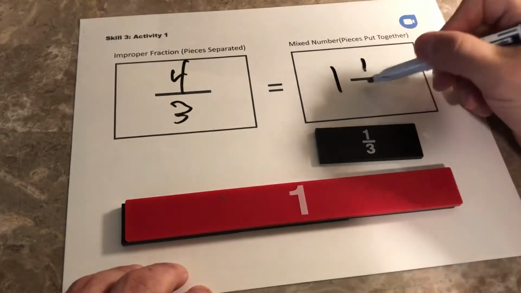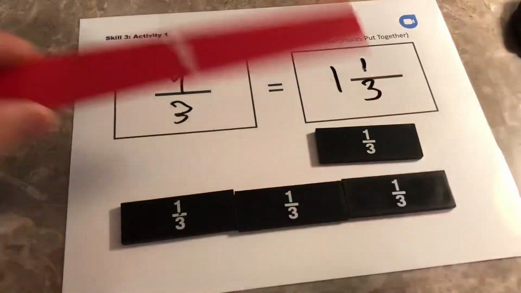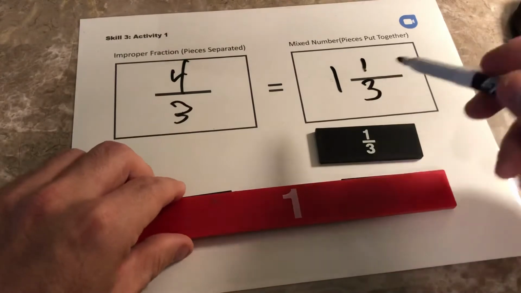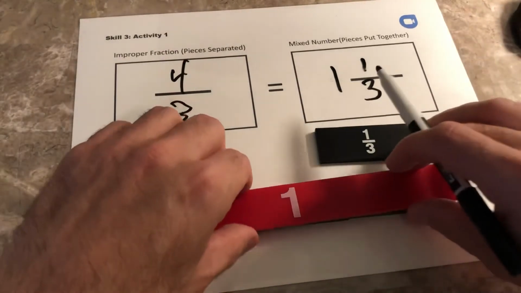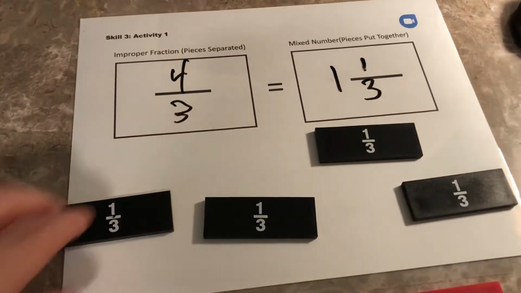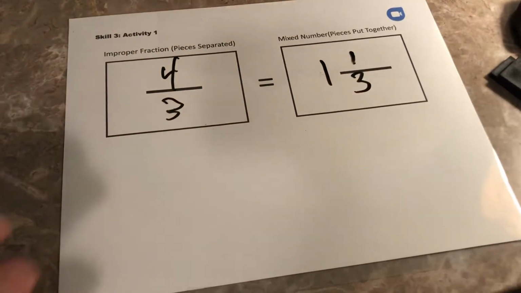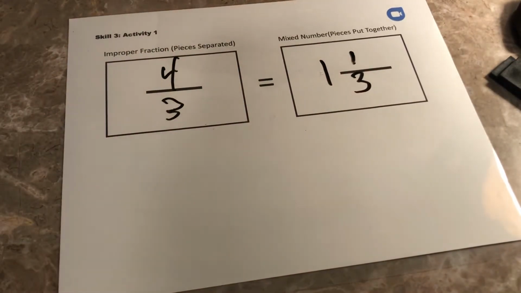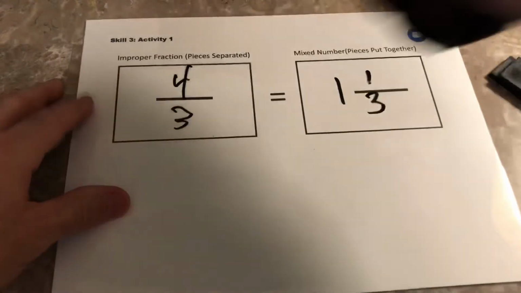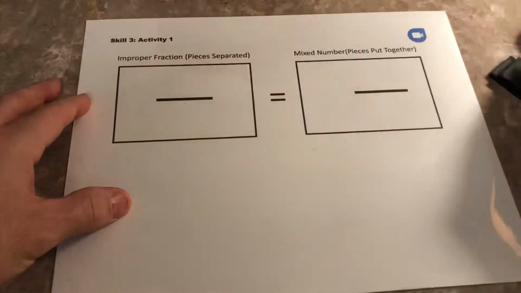1 whole and 1/3. And then we can take it off and say, remember, 3/3 is a whole, so we have 1 whole and 1/3. And then we can break it, and we're back to our mixed number, our improper fraction.